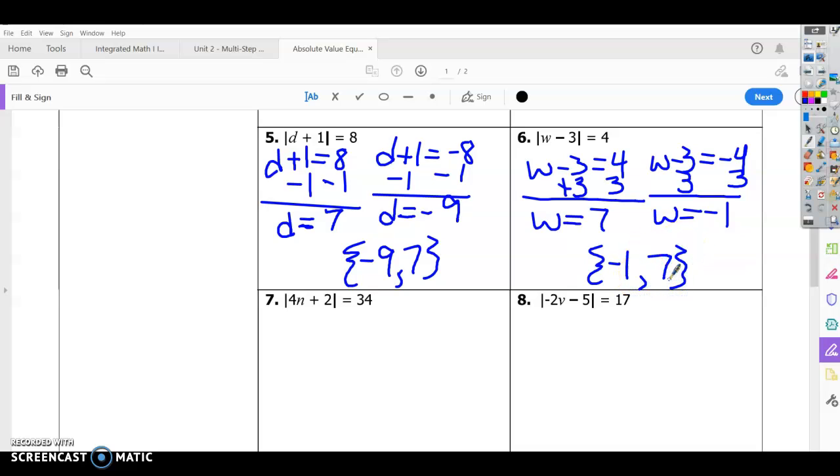All right, again, you can plug these in and check them. It's not a bad idea to do that, especially if you're not sure if you've done something correctly or not. But very quickly, you can plug this back in. Negative 1 minus 3 is negative 4. The absolute value of negative 4 is 4. That works. So the first one works. 7 minus 3 is 4. The absolute value of 4 is 4. So those work. Okay, so just kind of check yourself. Make sure that you are doing everything correctly.